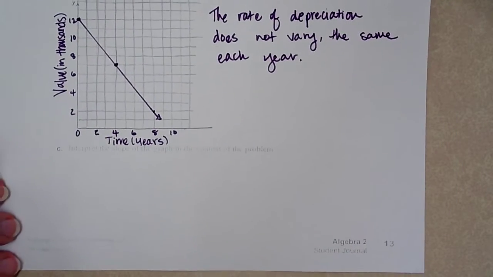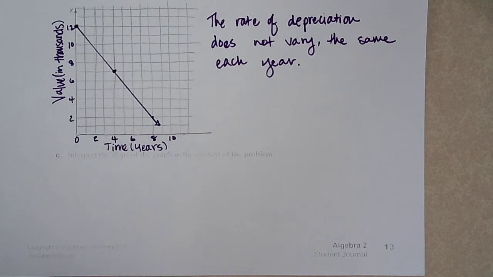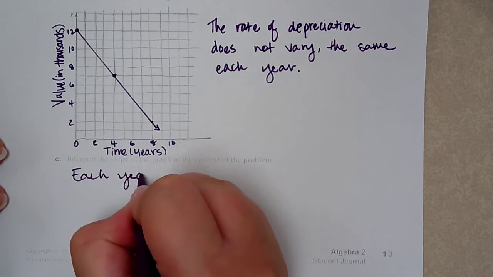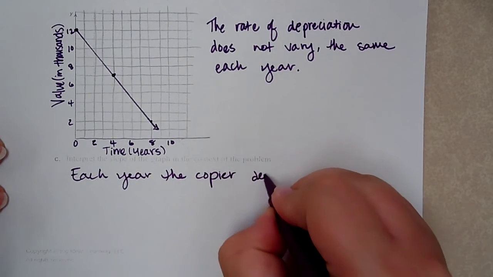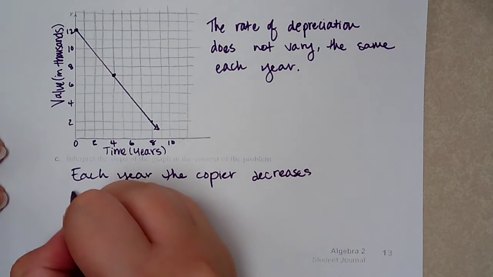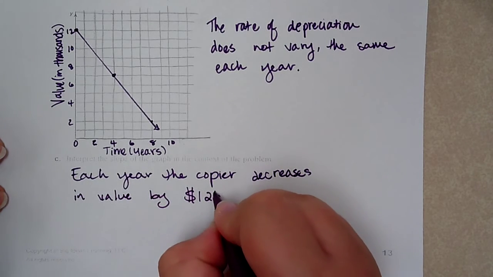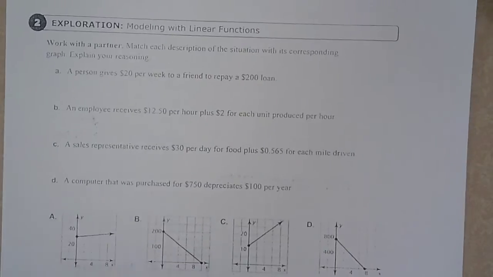So I know this last one is hard to see, but it says interpret the slope of the graph in the context of the problem. So if we know that we're going down, we're decreasing by 1,250, in terms of the problem, that just means it's losing that much value per year. So each year, the copier decreases in value by that $1,250.